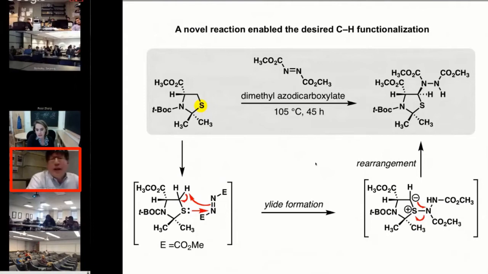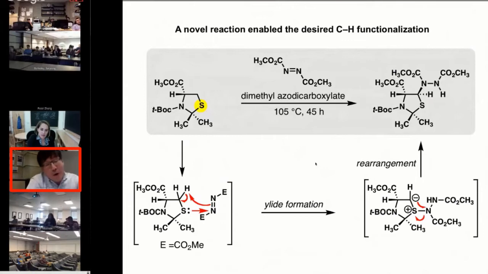I think that's what Woodward said. After a fair amount of experimentation, it was discovered that the heating of the thiazolidine shown on the left with dimethyl azodicarboxylate accomplished the needed CH functionalization reaction. And it's a beautiful reaction that could be viewed as a directed CH functionalization.